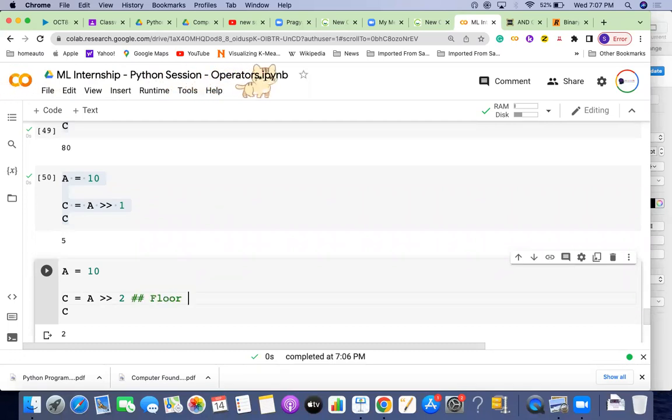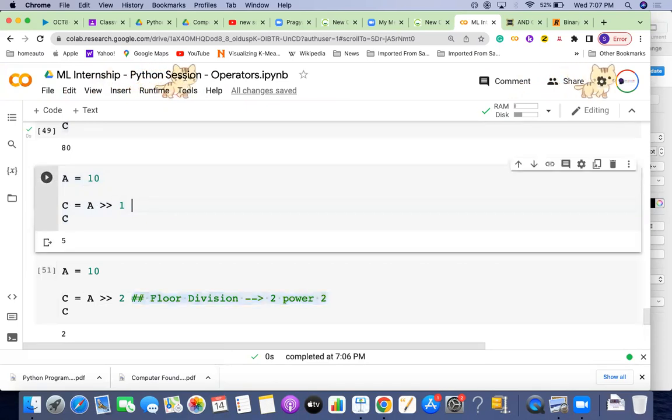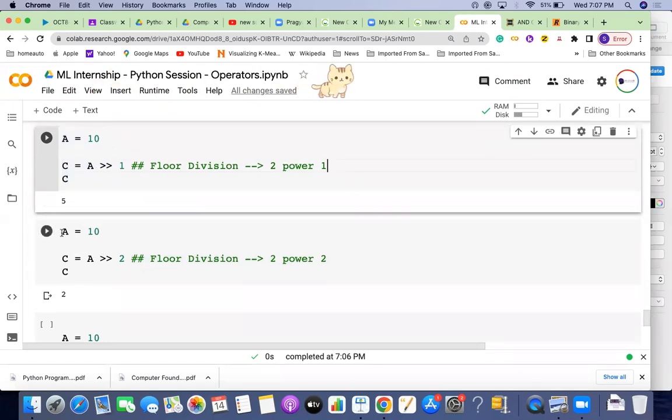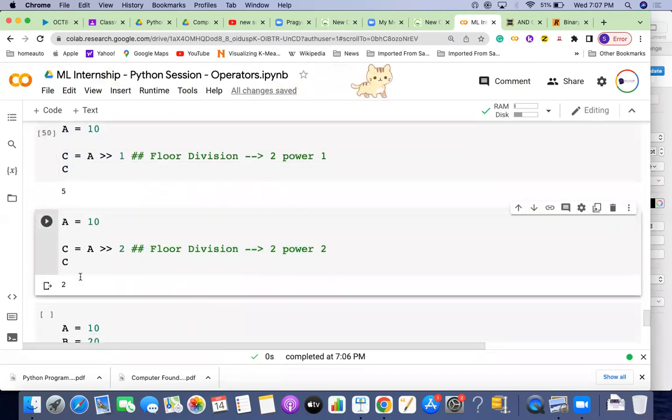So this is a floor division. I will write here: floor division, 2 to the power of 1. Correct? So is it clear? Is that understood?